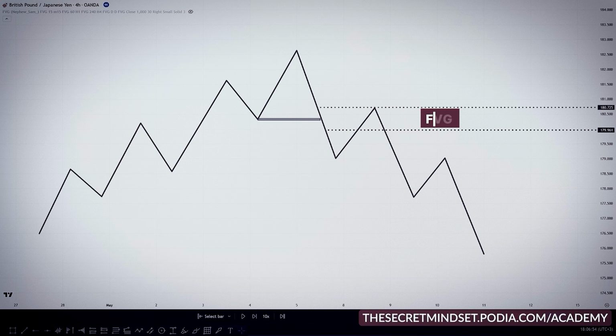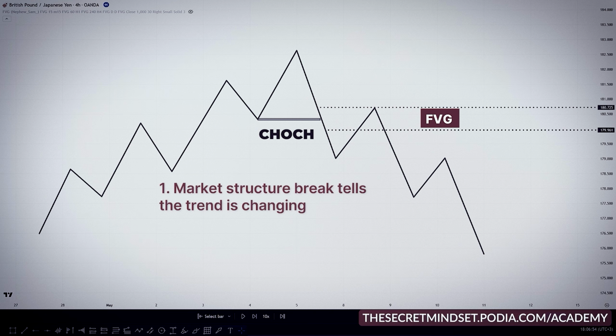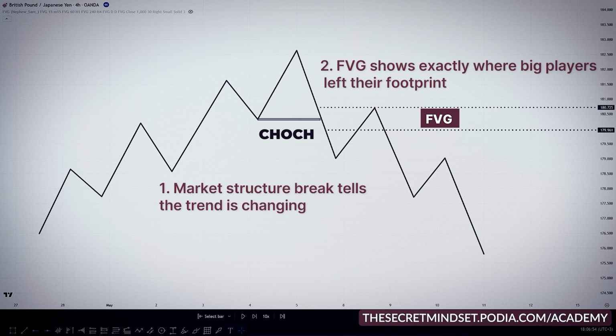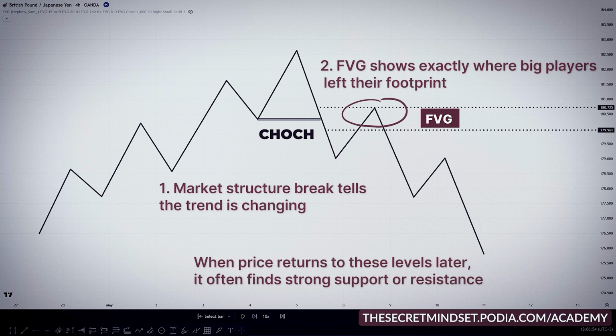This combination works well because it shows two things. The market structure break tells us the trend is changing, and the gap shows us exactly where big players left their footprint. The presence of both signals means more than just a random price move. It shows intentional, institutional trading activity. When price returns to these levels later, it often finds strong support or resistance.